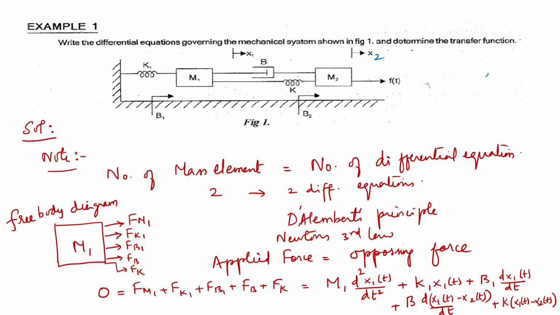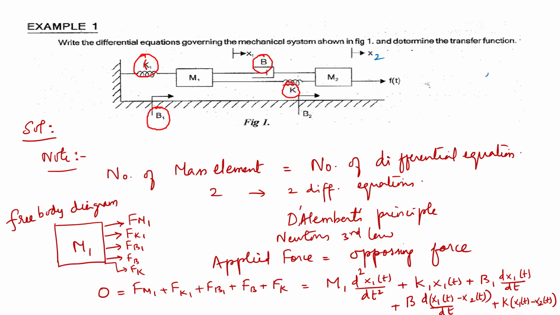The components connected to the mass element m1 are the force on m1 itself, then the viscous friction coefficient B1, and the spring constant K1. And there is a connection between M1 and M2 through the viscous friction coefficient B and the spring constant K. That is, they are common for both M1 and M2.